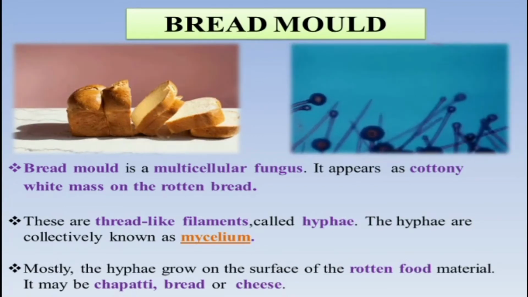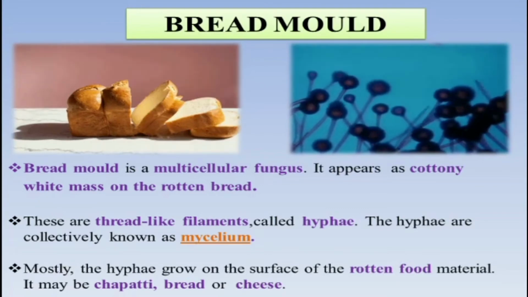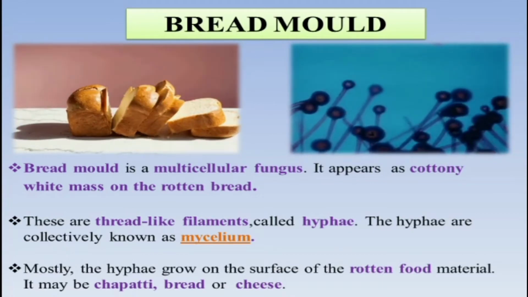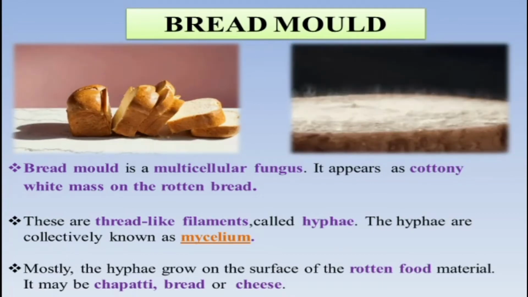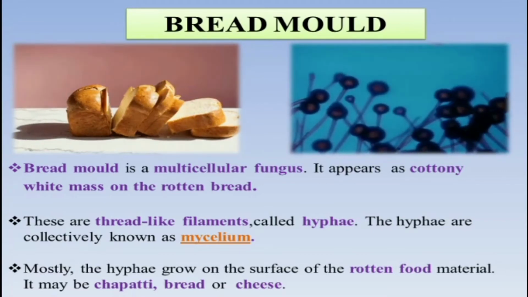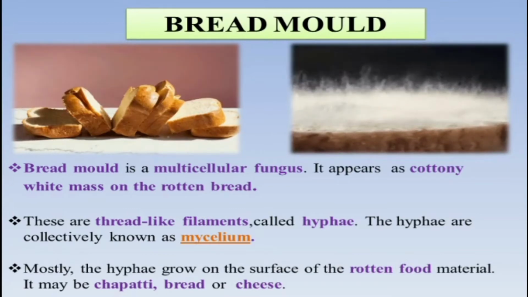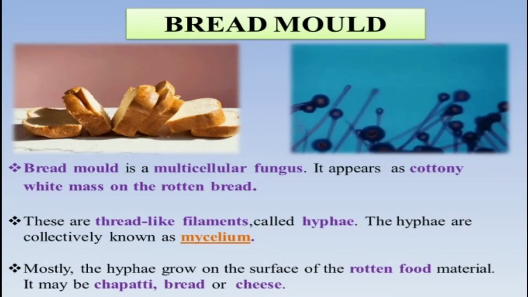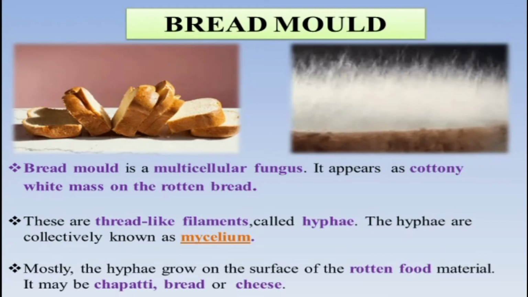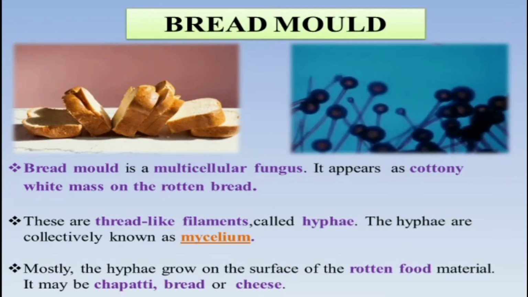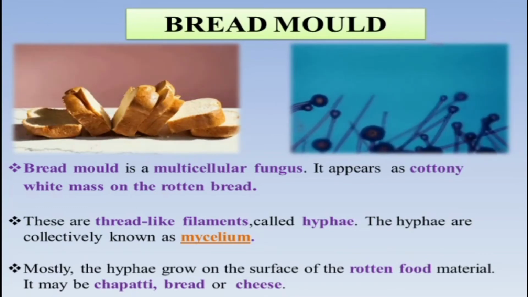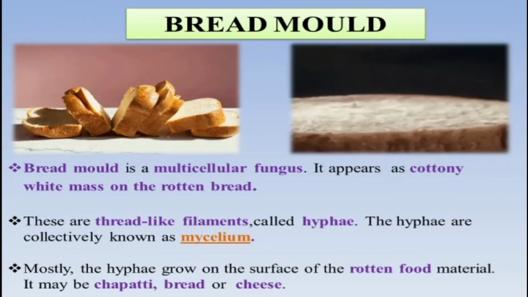Commonly, the fungus body is described with the terms hyphae and mycelium. A single thread-like filament is called a hypha, and the hyphae collectively are known as mycelium. Mostly the hyphae grow on the surface of rotten food material. It may be chapati, bread or cheese. Not only bread, but other food items like chapati and cheese also grow fungus.